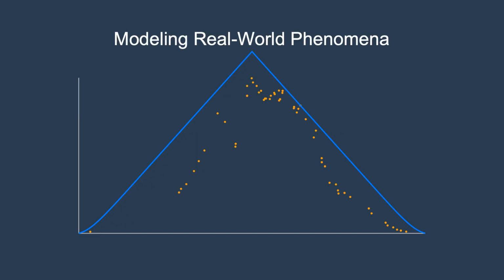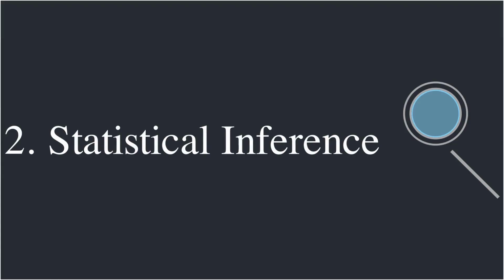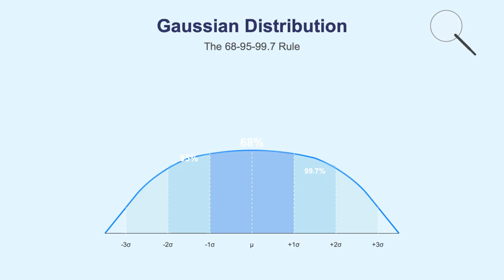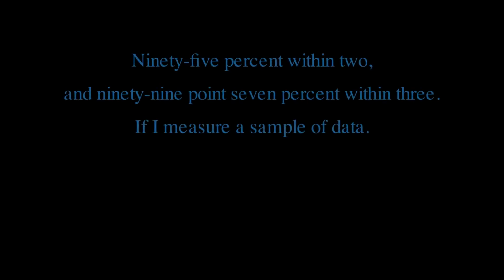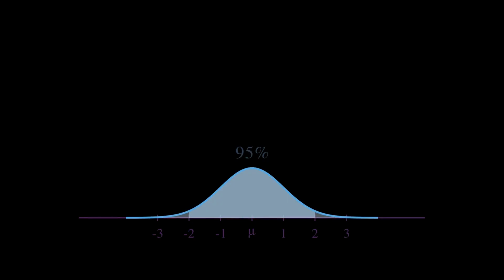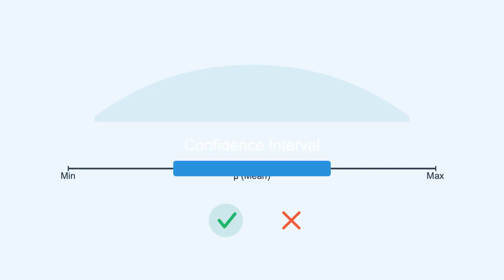1. Modeling real-world phenomena. Many real-world variables are, or can be approximated as Gaussian. This makes it incredibly useful for modeling. 2. Statistical inference. This is where the Gaussian truly shines, because we understand its properties so well. Like the 68, 95, 99.7 rule. 68% of data falls within one standard deviation of the mean. 95% within 2, and 99.7% within 3. If I measure a sample of data, I can confidently say, there is a 95% chance the true population mean falls within this range. This forms the basis of confidence intervals.